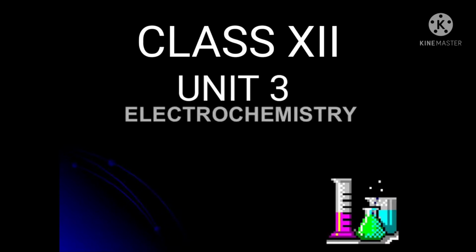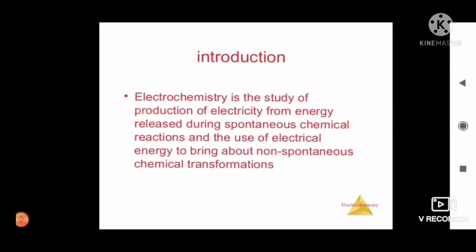Today we are going to start a new chapter, unit 3, electrochemistry. Electrochemistry is the branch of chemistry. In electrochemistry we study reactions which produce electricity and other chemical reactions which take place with the help of electricity. The first type of reaction occurs spontaneously, but the second type of reaction is forced to occur and work is done on the system. What is electrochemistry?